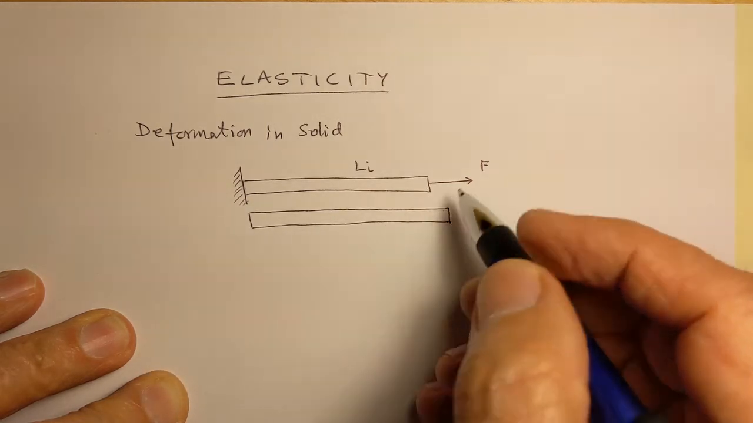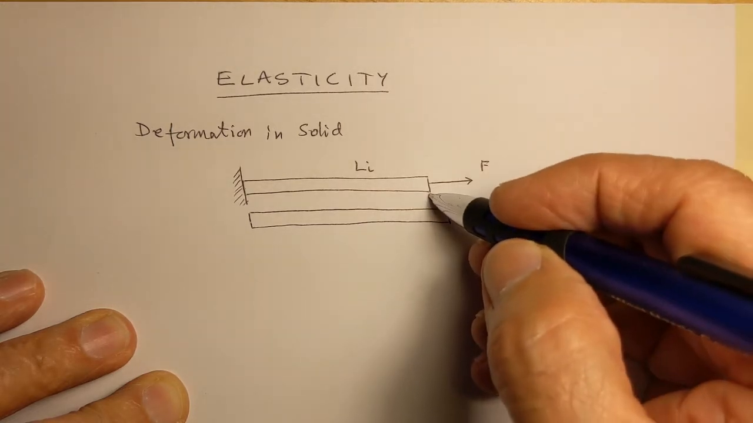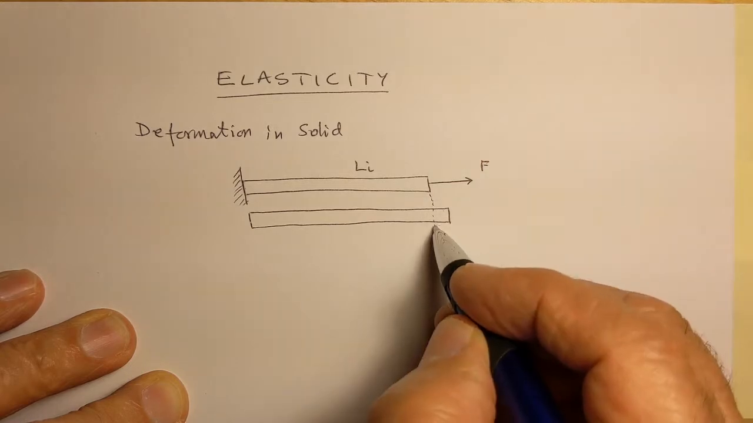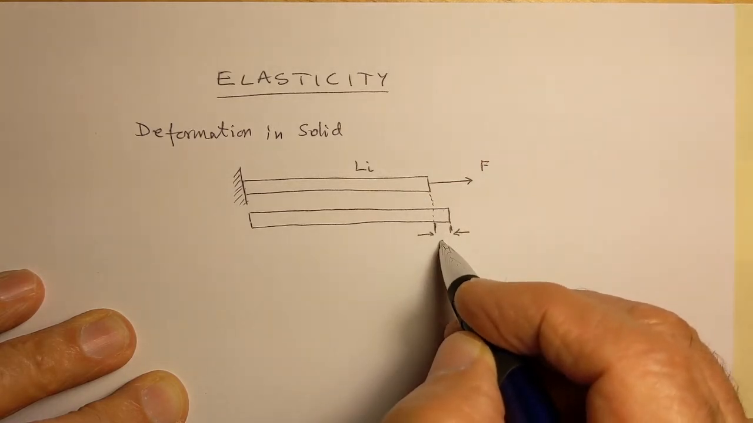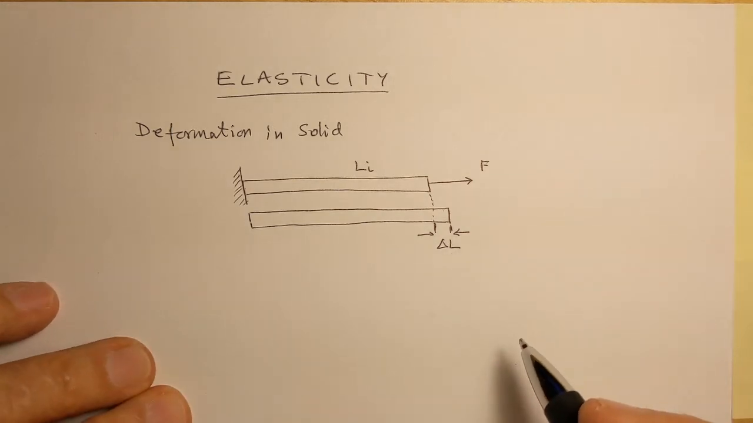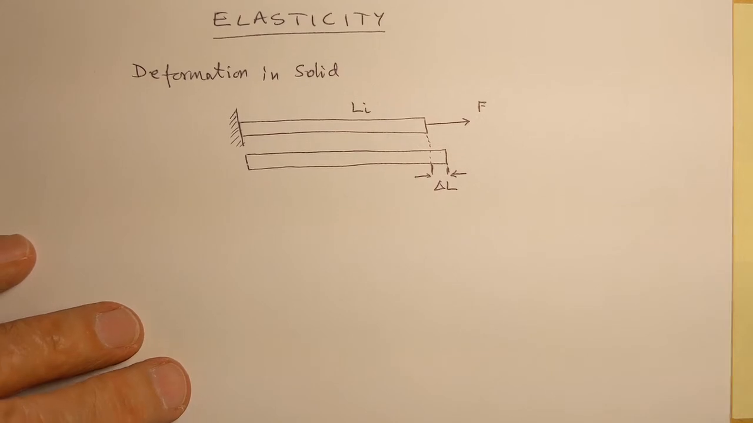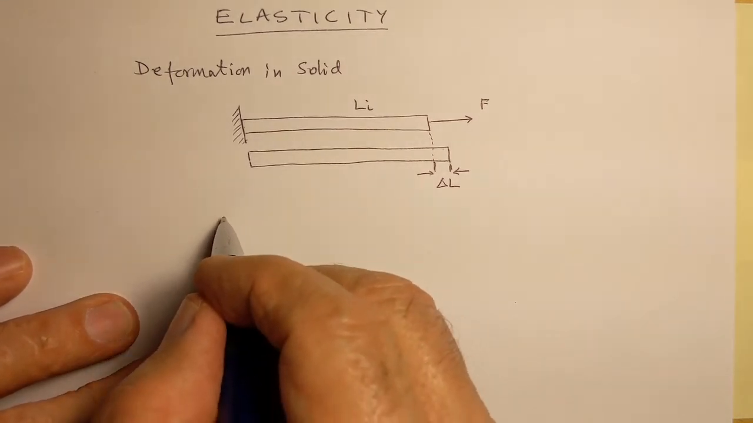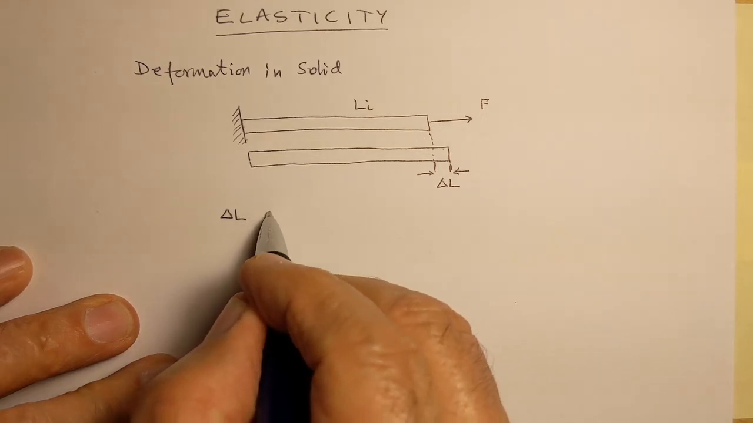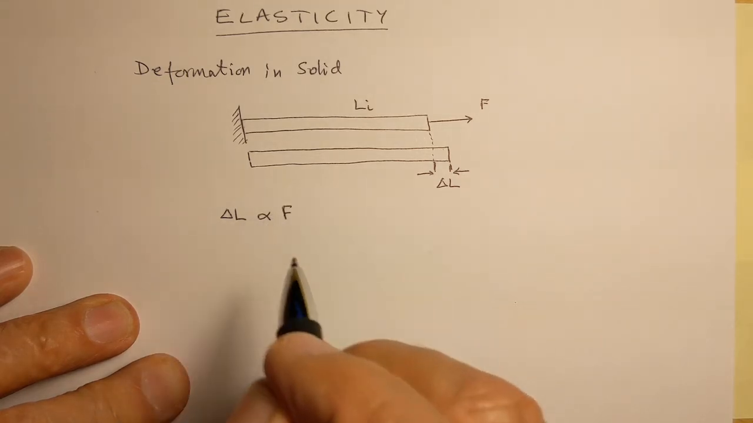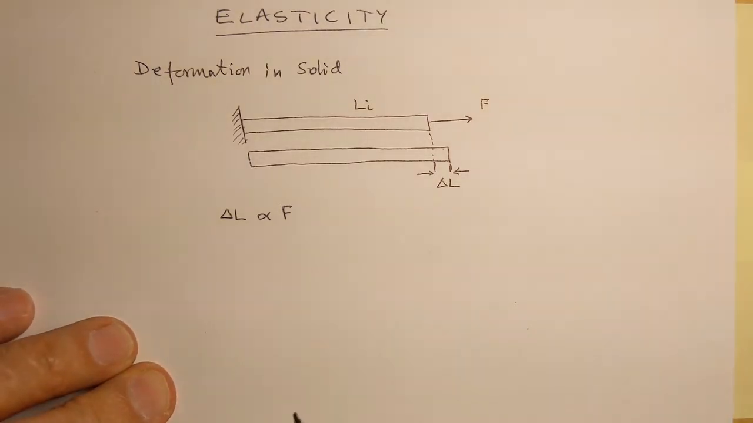Now this is shown sort of exaggerated. A metal rod would not expand that much. A rubber band, of course, could expand that much. So this change in length is a delta L. The length would increase slightly. Now if we want to find how much is the delta L, we would see that it's proportional to the force. So the bigger the force, the bigger the stretch.